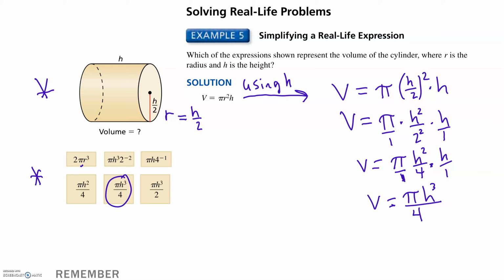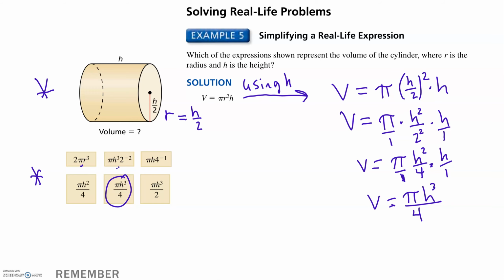So one of the expressions is what we just found. Notice on this one, the denominator is wrong. That one, the denominator is wrong. This one, the power of h is wrong, so that one doesn't work. This one, power of h is wrong. I want to look at that one.